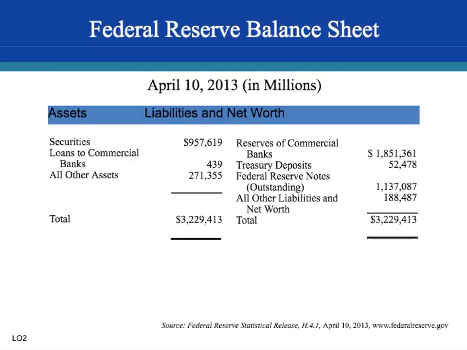So you can see the Federal Reserve balance sheet in 2013. Securities were $957 billion worth. Loans to commercial banks were $439 million, and all other assets were $271 billion. And then on the liability side, reserves of commercial banks, $1.8 trillion. Treasury deposits, $52 million. Federal Reserve notes outstanding, $1.1 trillion, and all other liabilities, $188 billion.